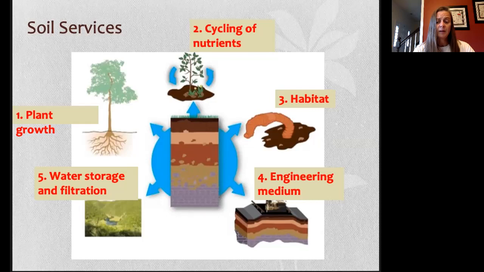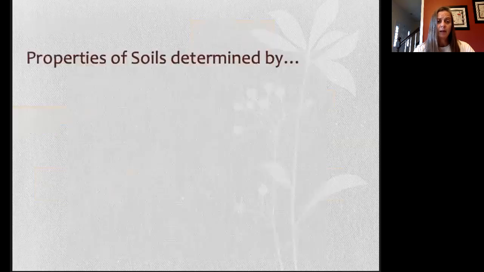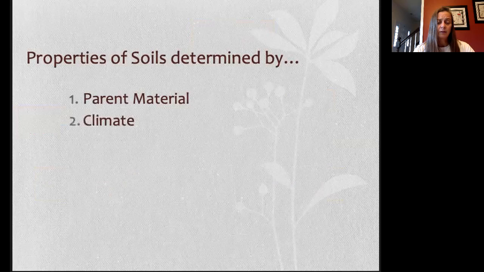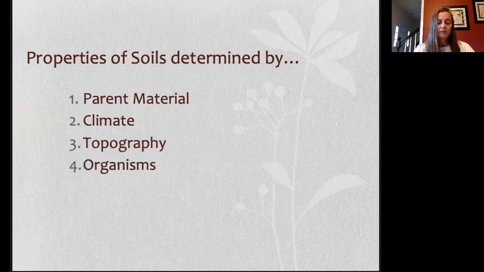Now let's talk a little bit about the properties of soil. These are determined by the parent material. What kind of rock is it made from? They're determined by climate because that's going to change the biome. They're determined by topography, so how hilly or flat an area is, by what organisms live there, and of course by time. It takes about 100 years to make topsoil. So the process of soil formation is very slow.